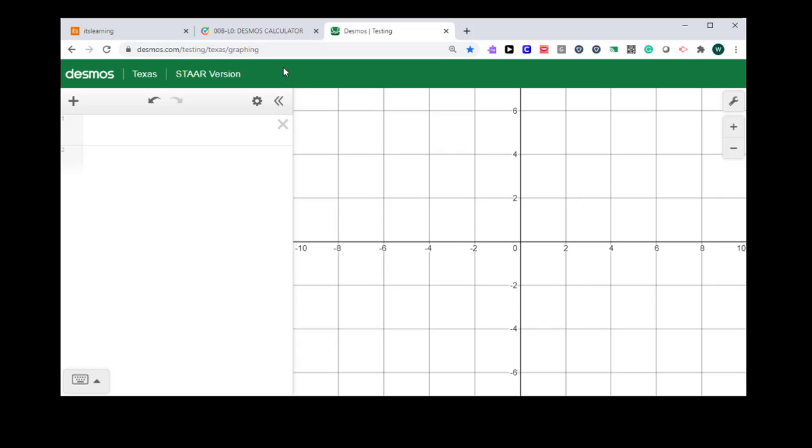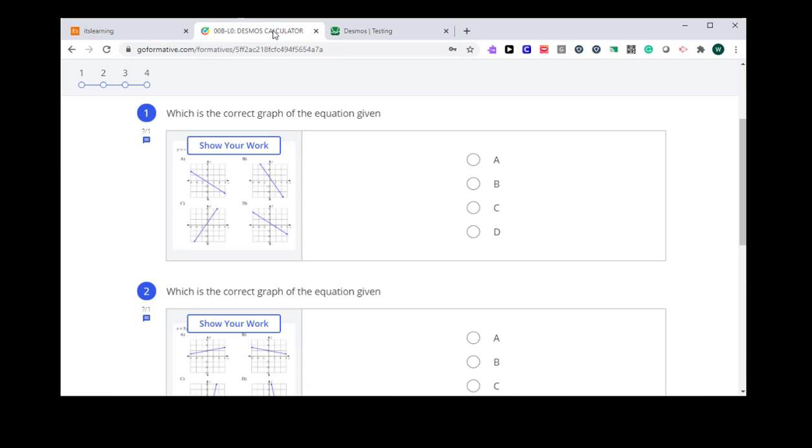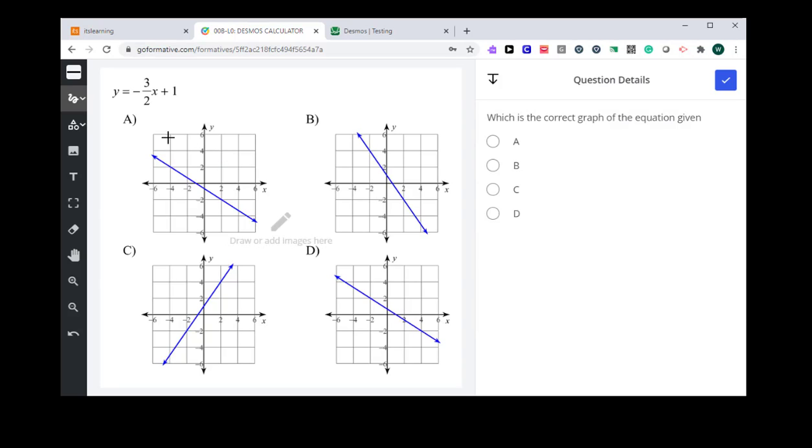So for this lesson, we're going to do 4 problems or 4 examples. And here's the first example, which is the correct graph of the equation given. So here I give an equation and I have 4 graphs and I need to decide which one of these graphs corresponds to this equation. Now I can use the calculator to help me.